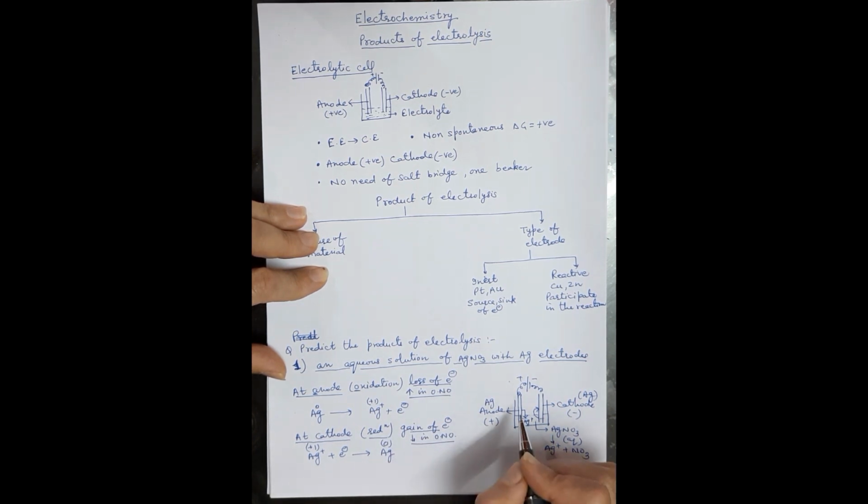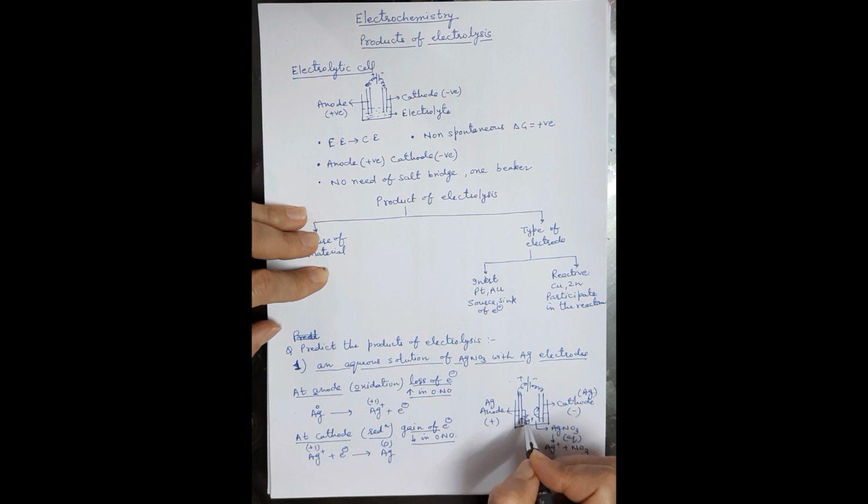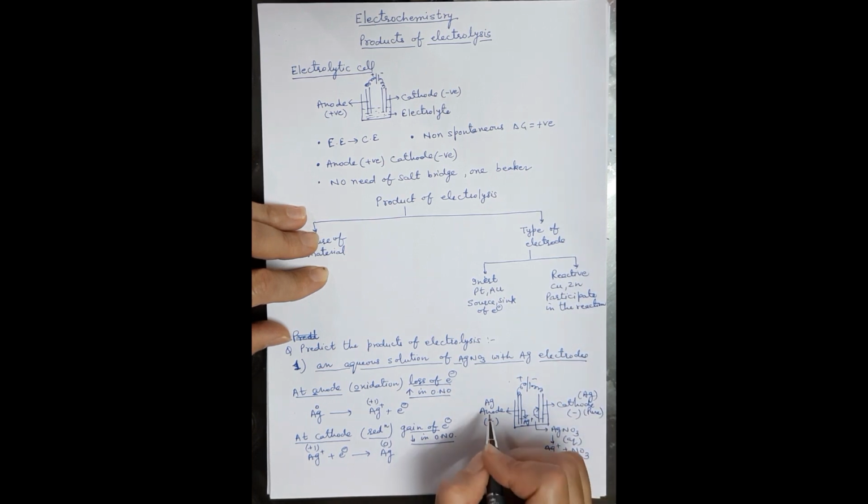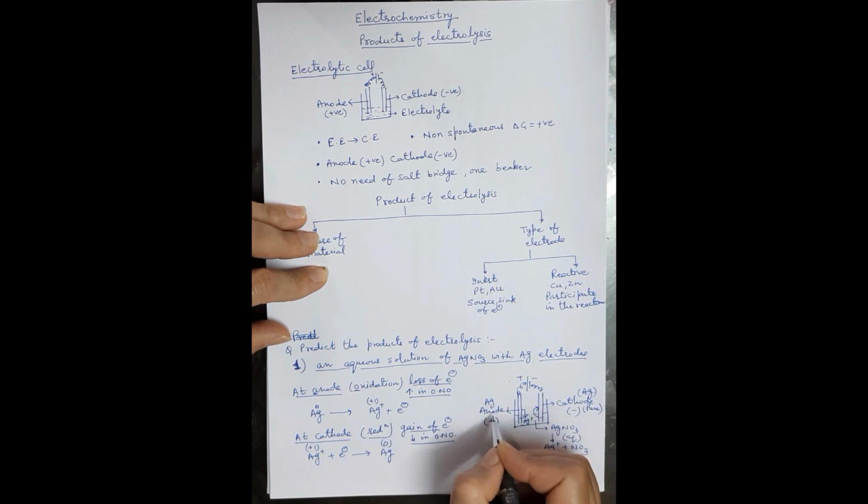If you remember in class 10th, this method is used for purification of the metal. Electrolytic purification is done through this method. How will you say? In this case, cathode is made up of pure substance, pure copper or pure silver, and impure silver will be taken as anode.